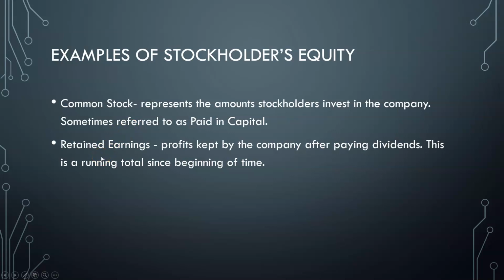The other component of stockholders' equity is retained earnings. Retained earnings are generated at the company. So these are profits that are generated by the company by doing their day-to-day activities, and then it's the amount of the profits that the business keeps after paying dividends to the owners. The retained earnings at any given point in time is a running total since beginning of time. So it's a running total of all the profits and combined losses of the company since beginning of time. We'll take a look at an example in a minute.